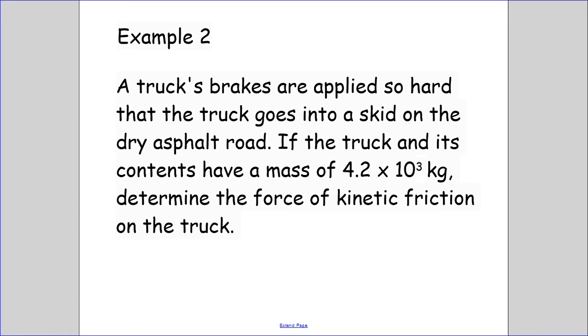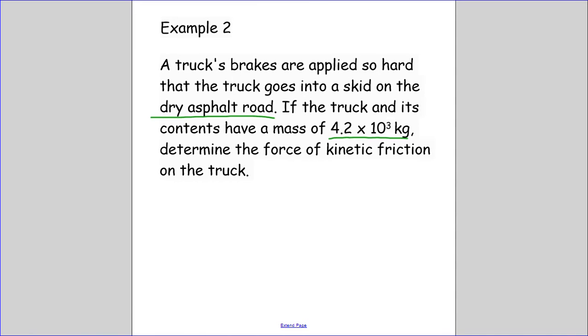Alright, so a truck's brakes are applied so hard that the truck goes into a skid on this dry asphalt road. And that's a pretty key piece of information, because why else would it give it to us if it wasn't in a table somewhere that we could look up a value for it? So if the truck and its contents have a mass of 4.2 times 10 to the 3 kilograms, so it gives us a mass, determine the force of kinetic friction on the truck.